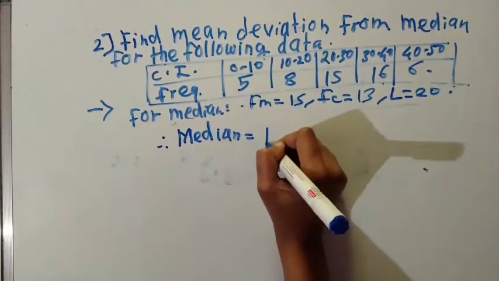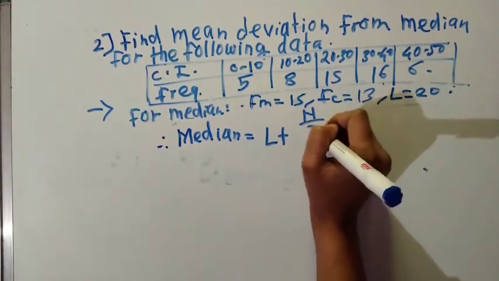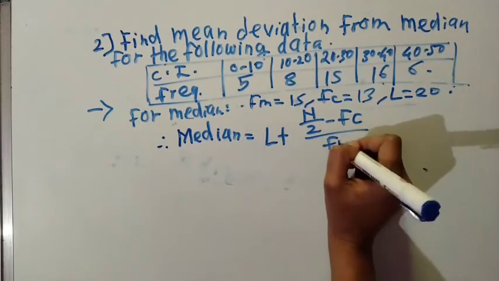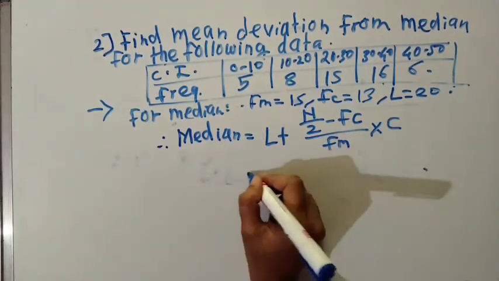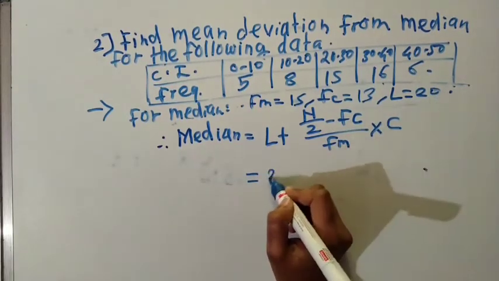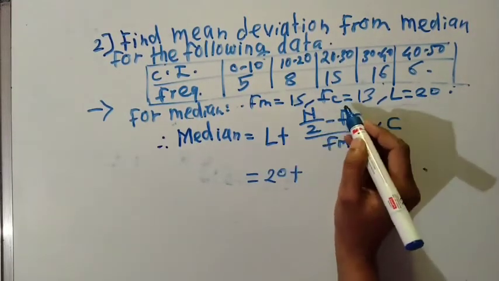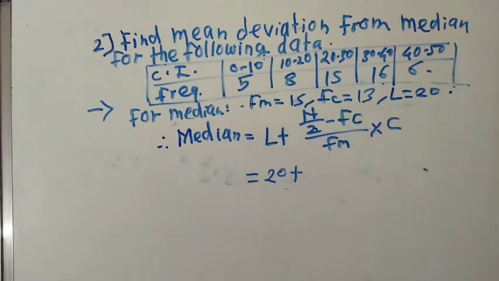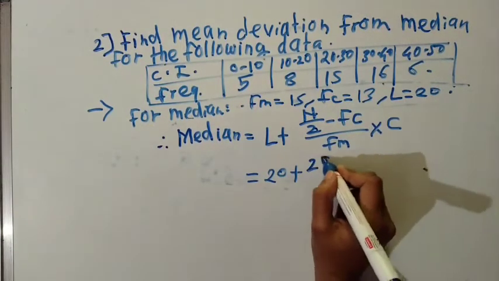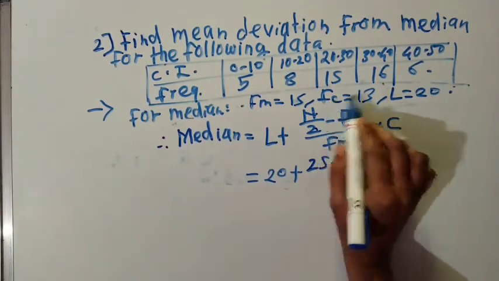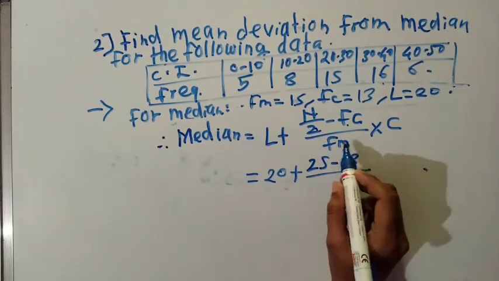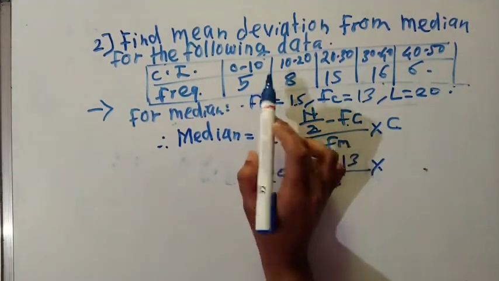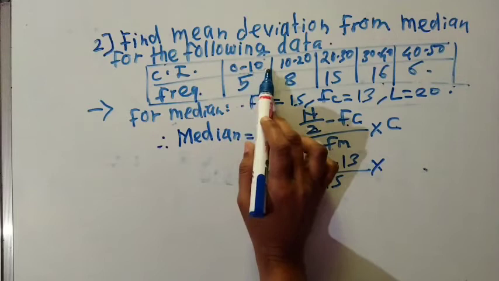Median is equal to l plus n upon 2 minus fc upon fm into c. Then l is 20 plus n by 2, means 50 upon 2 is 25, minus fc is 30, upon fm into c, where c is the difference between the class interval, which is 10.